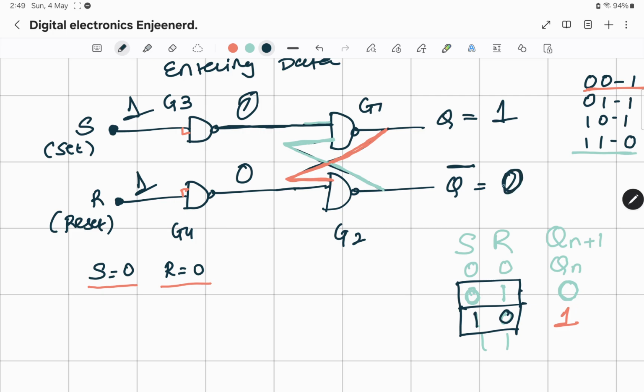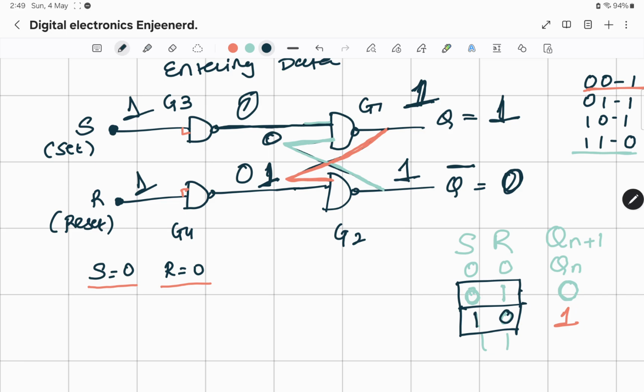This 0 is traveling on the blue line. It comes here. 0 into 0 will give you 1 here. I will write a new 1 here. This 1 travels back on the orange line and appears here. 1 into 0 is also giving you a 1.